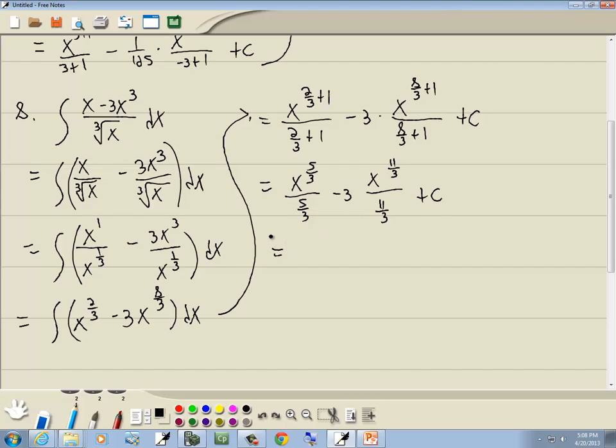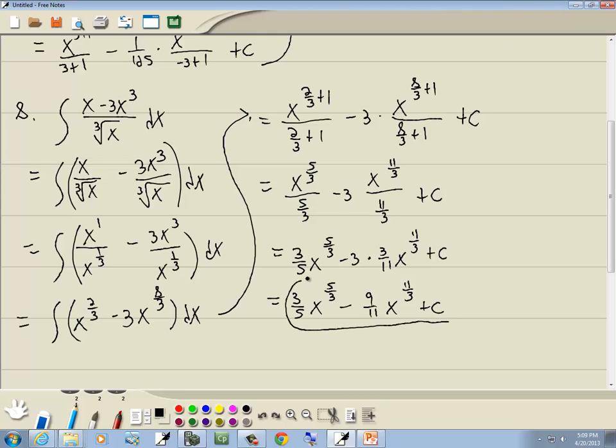Now remember, if you have a single fraction down your denominator, you want to flip it and multiply it times your top part. So we're going to have 3/5 x to the 5/3 minus 3 times 3 over 11 x to the 11/3 plus c. I can do a little bit of simplifying there. I got 3/5 x to the 5/3 minus 3 times 3 is 9, so we got 9/11 x to the 11/3 plus c. And that's our answer.